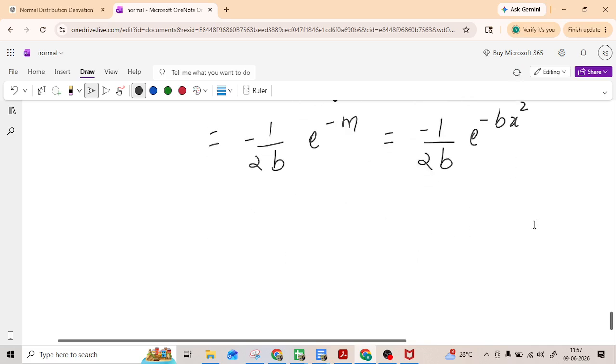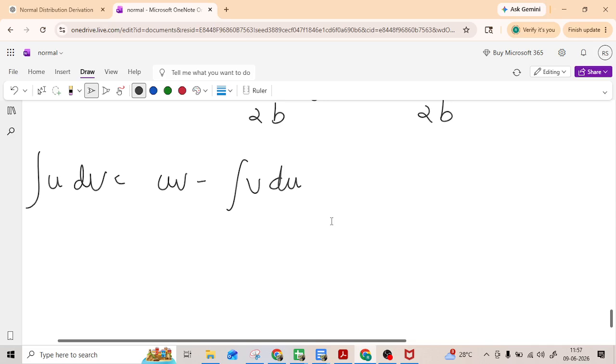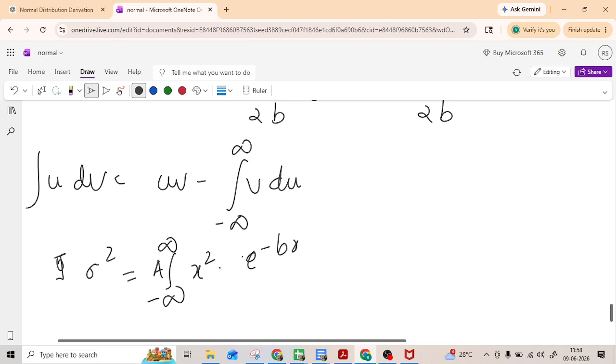So you see the formula of u dv, when we do integration by parts, is uv minus v du, correct? And over here we will definitely apply the integral limits of minus infinity to plus infinity. Okay, so our I, we were saying that sigma square is equal to the integral from minus infinity to infinity of x square into f(x). So f(x) was nothing but a raised to the power minus bx square, dx.